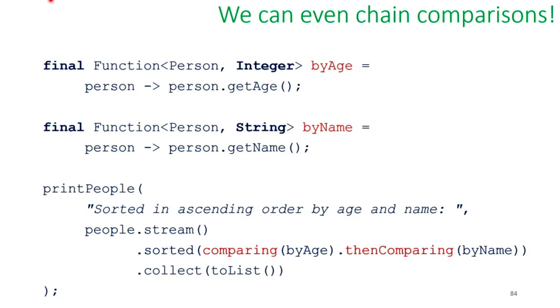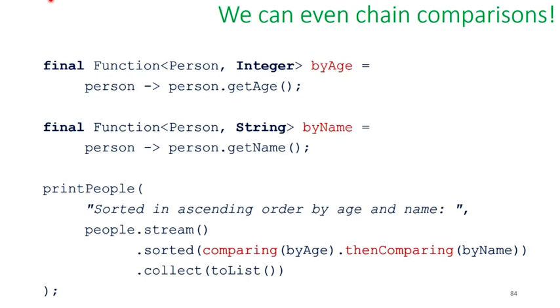So hold on. Let me see if I can try to attack this from another angle. What I'm saying here when I say comparing by age, then comparing by name, is that if 2 people have the same age, then I am not going to keep them in the same order that they were in the original collection. That's the property that we called stable sorting in the past. And we know that the sorting algorithms in the Java collection framework are stable.